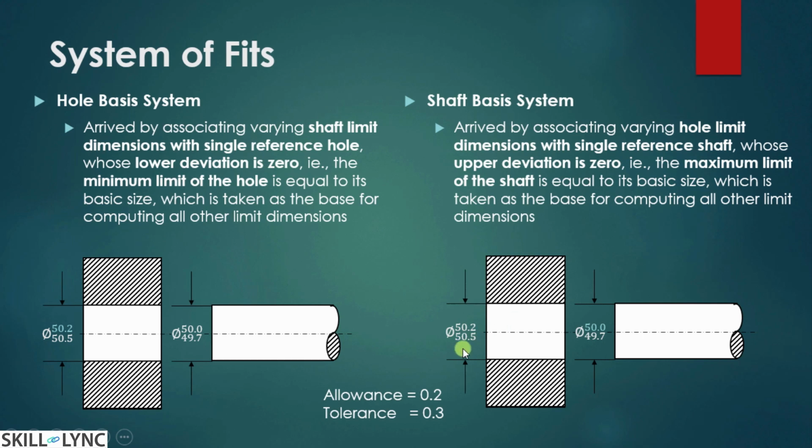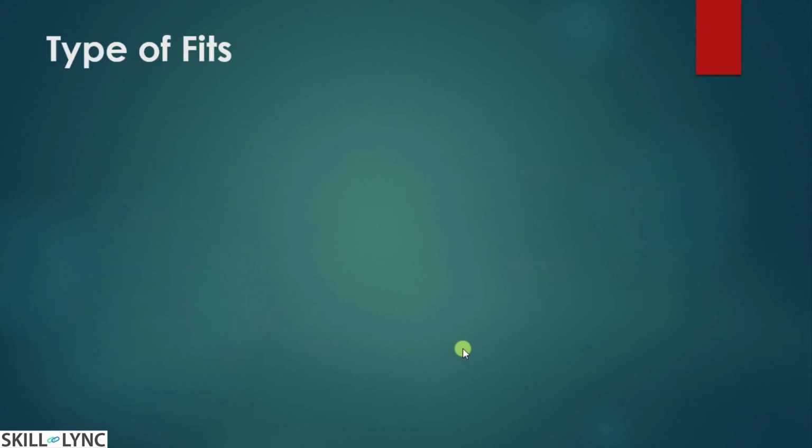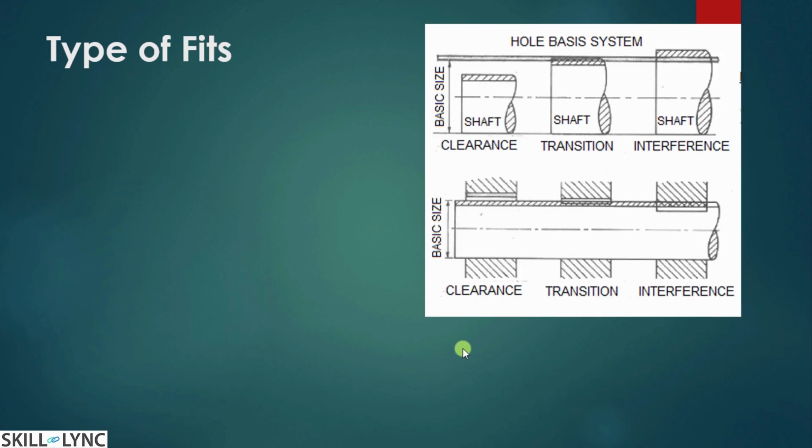So this is how your hole and shaft basis system is used to apply the tolerances and the allowances of the assembly so that the intended function of the mating parts is met. So based on these, what are the different types of fits that are allowed? Let us take the hole basis system as reference. Here you can see that we have shafts and the hole with the basic size and so on. There are three different types of fits that are permissible or allowed.